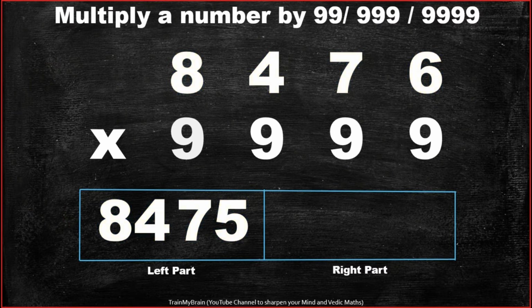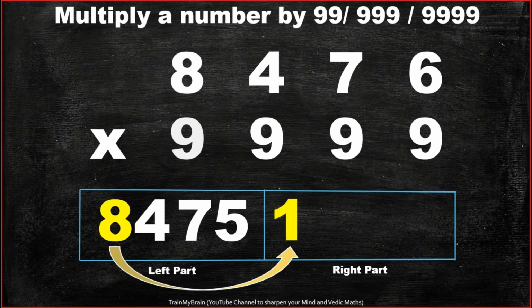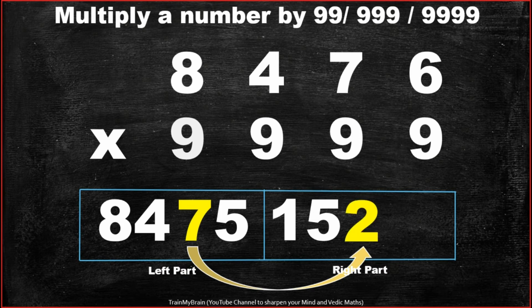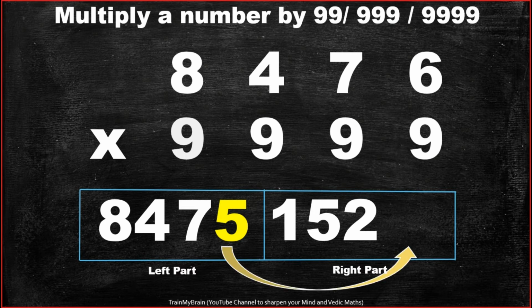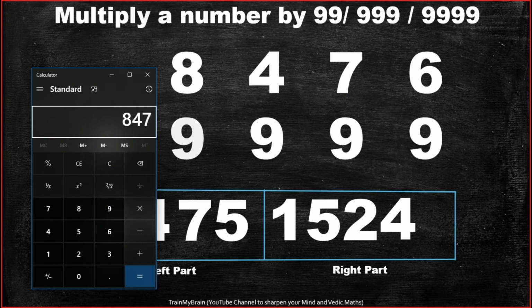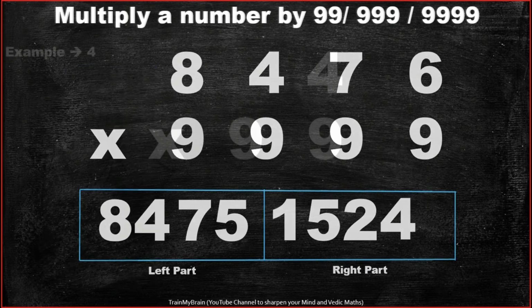For the right part, pick the first digit. Subtract it from 9. 9 minus 8 will be 1. Pick the second, 4. 9 minus 4 will be 5. Pick the third, 7. 7 to subtract from 9. 9 minus 7 will be 2. Now pick the last digit 5. Again subtract it from 9. 9 minus 5 will be 4. So the answer will be 84751524. Let's check it. 84751524. So the answer is correct.